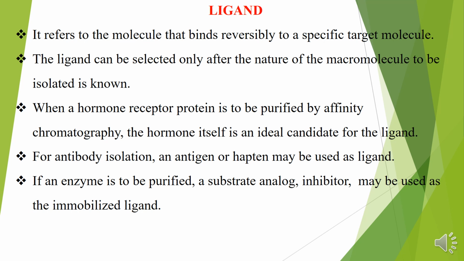The ligand refers to the molecule that binds reversibly to a specific target molecule, and this ligand can be selected only after the nature of the macromolecule to be isolated is well known. Where a hormone receptor protein is to be purified by affinity chromatography, the hormone itself is an ideal candidate for the ligand. For antibody isolation, an antigen or hapten may be used as the ligand. If an enzyme is to be purified, a substrate analog or inhibitor may be used as the immobilized ligand.